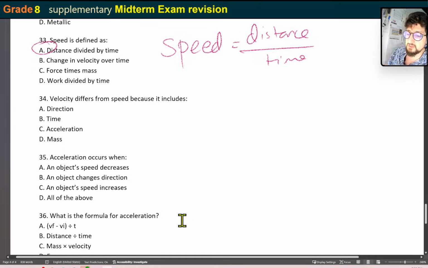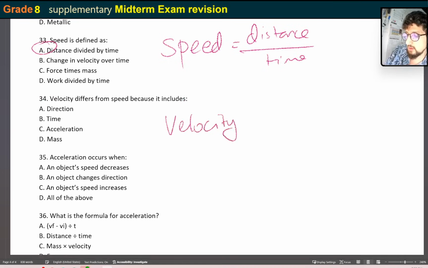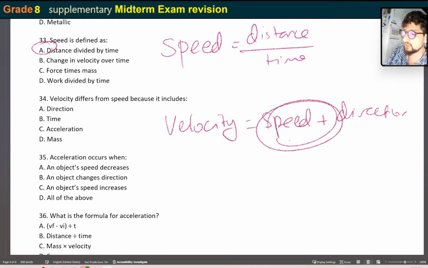Velocity is different from speed. How? Velocity equals speed plus direction. So it is in fact speed and direction as well. It has direction added to it. So that's what velocity is. It is speed and direction combined.